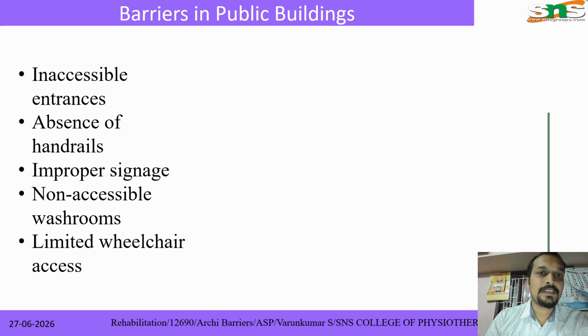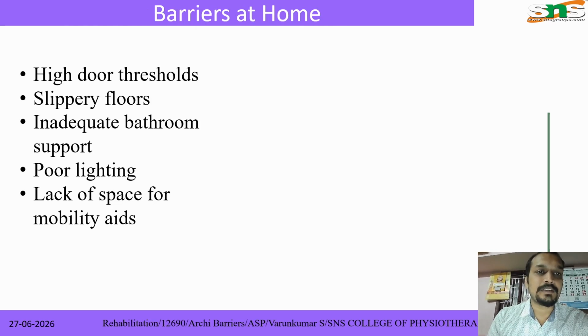accessibility and mobility. So, barriers in public buildings. In different public buildings, the barriers for the patient are inaccessible entrances, absence of handrails, improper signage, non-accessible washrooms, and limited wheelchair access. These are the things where the patient feels physical obstacles to their accessibility.